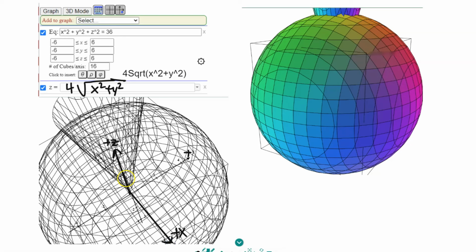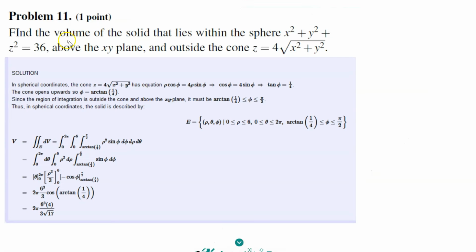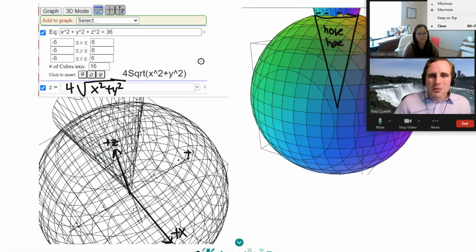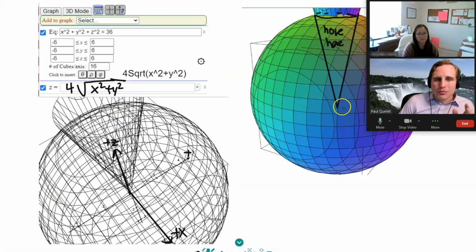Okay, so what we want, it says, find the volume of the solid that lies within the sphere above the xy plane, but outside the cone. So basically, anything inside this cone, we're going to cancel out. Again, somewhat of an X-ray view. There is nothing inside that cone. So it's kind of like boring a conical hole in a sphere.